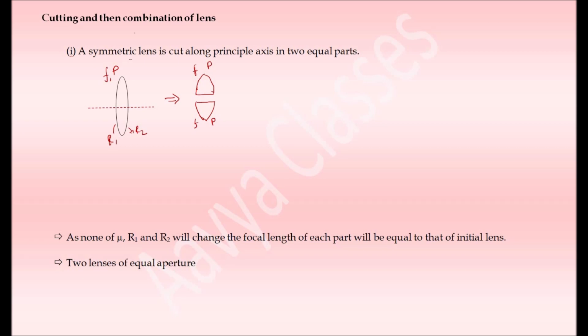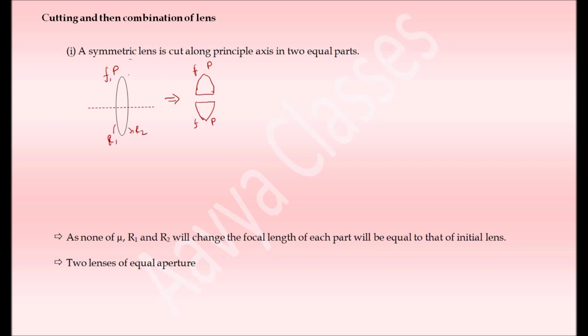So we will basically consider two cases: when the lens is cut along a principal axis, or when the lens is cut along the optical axis. First, when the lens is cut along the principal axis, if you cut a symmetric lens along the principal axis, then it will give you two equal parts, which is shown here, and we will calculate the focal length of each individual part, and find a relationship between the new cut lenses and the original lens.